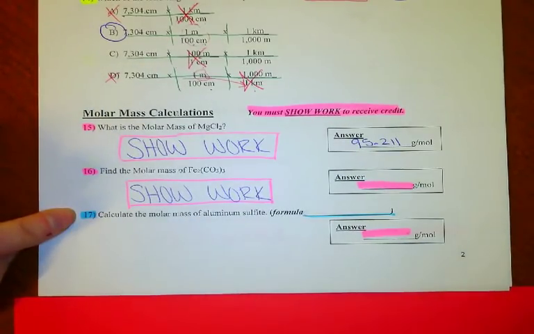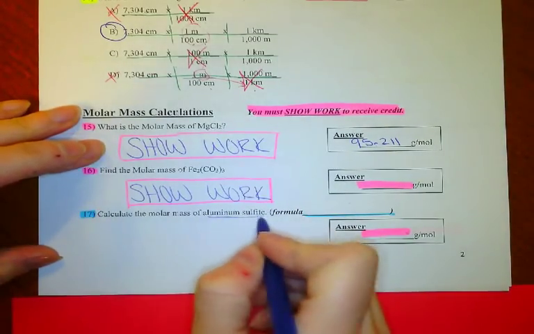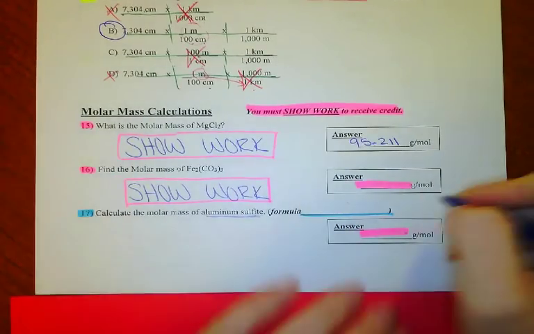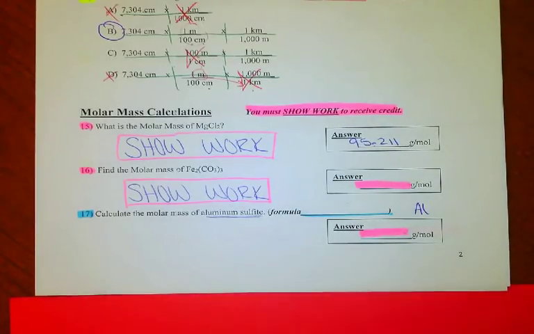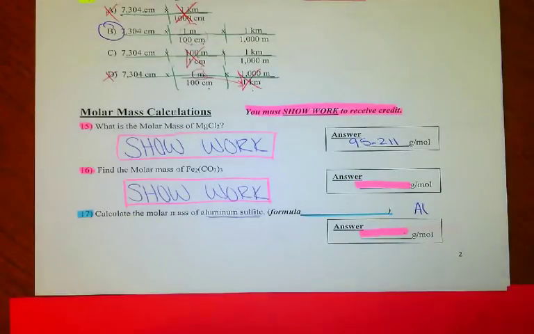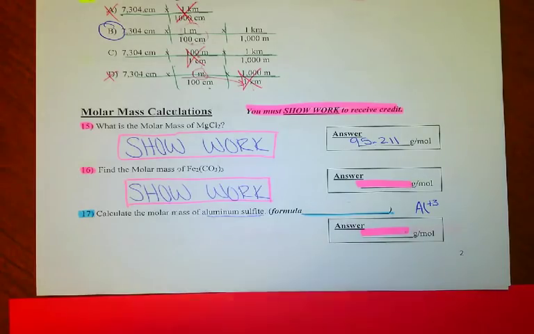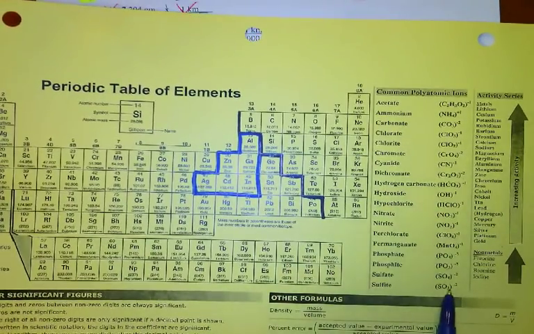Calculate the molar mass of aluminum sulfite. First thing, you cannot find molar mass from a name. It doesn't work. You have to have a formula for it. So let's look at that. Aluminum is one of the 3 in the 3A exception block that always makes a +3 charge. So I'm going to do symbols and charges. Sulfite, not sulfide, so it's not sulfur. It would be sulfite, SO3 -2 right there.